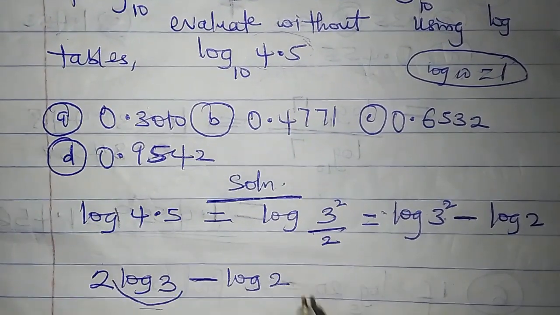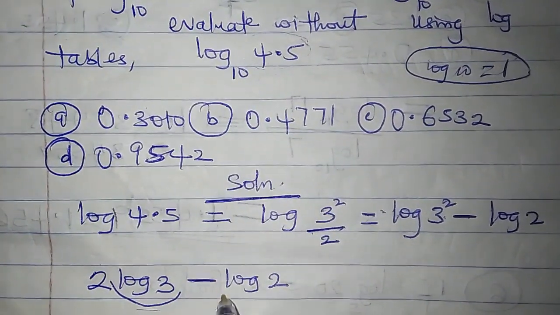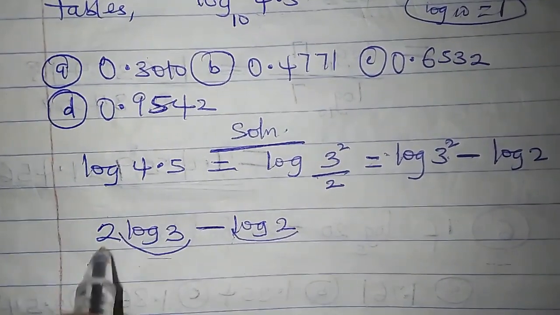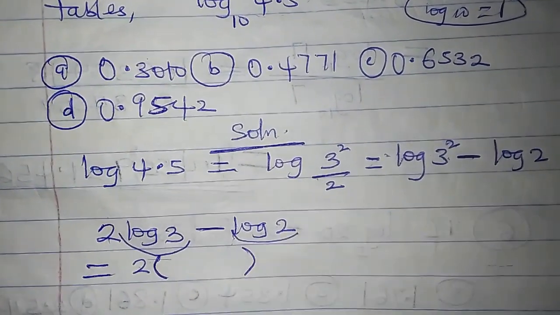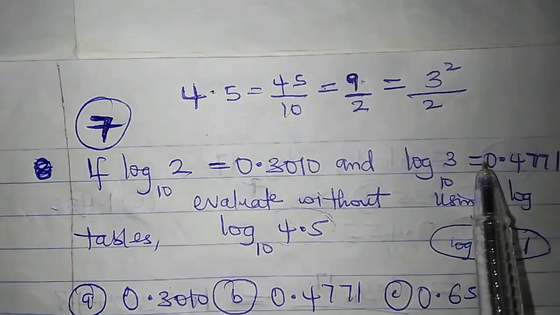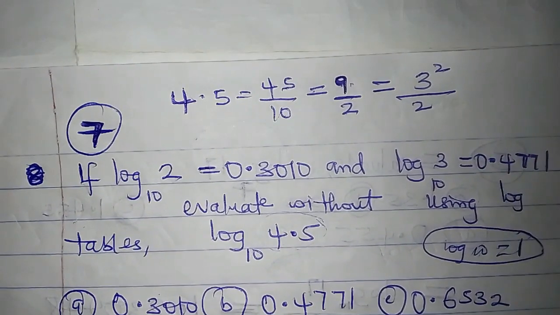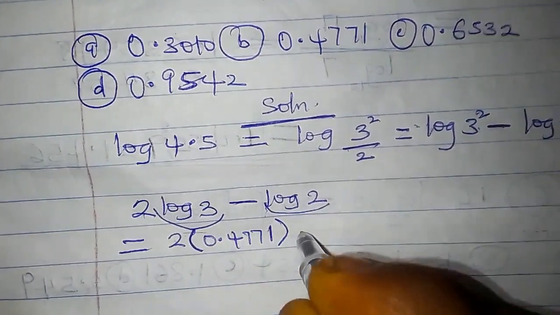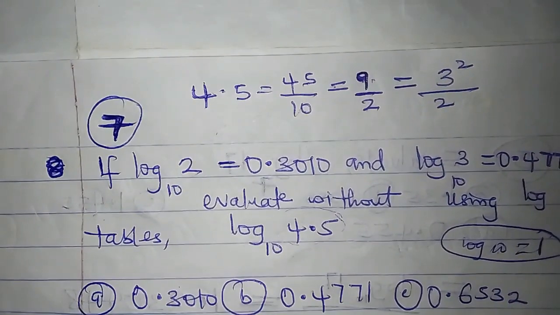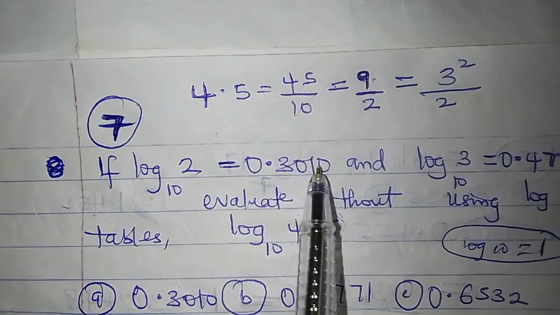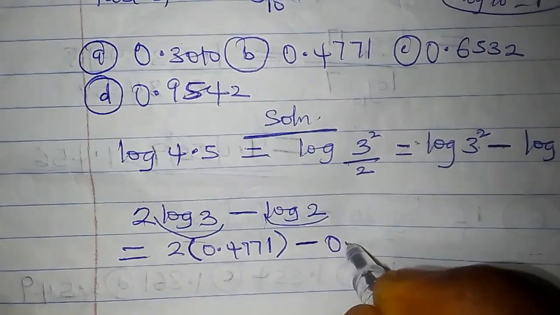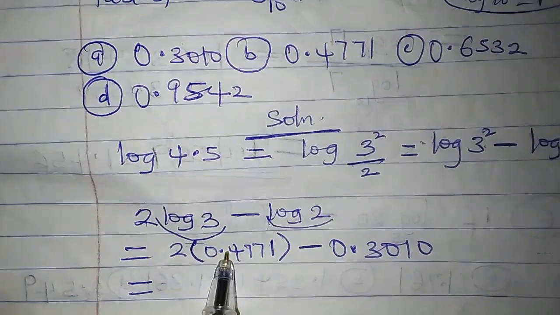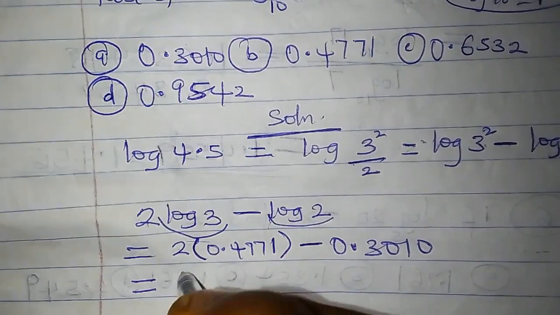So I know what log 3 is based on the information I was given. I know what log 2 is also. So let's see what happens to this very question. This will now be 2 times, from the question, log 3 is 0.4771. Okay, so this one will now be 2 times 0.4771 minus, what is log 2? Log 2 is 0.3010.